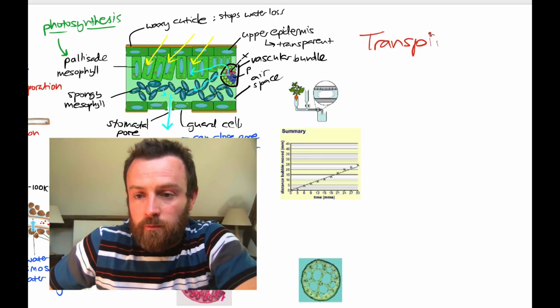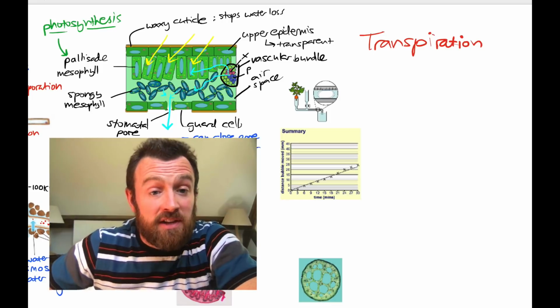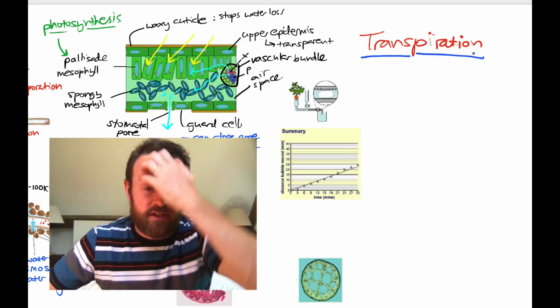Transpiration supplies water for photosynthesis in the leaf cells, because the leaf needs water. It's one of the raw materials of photosynthesis.